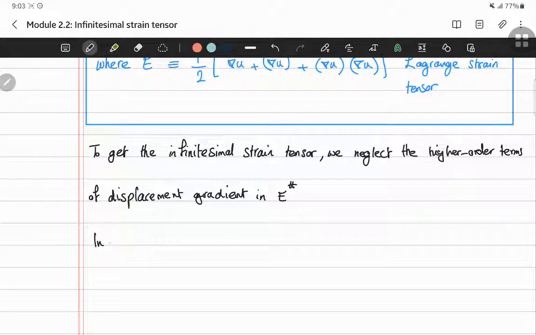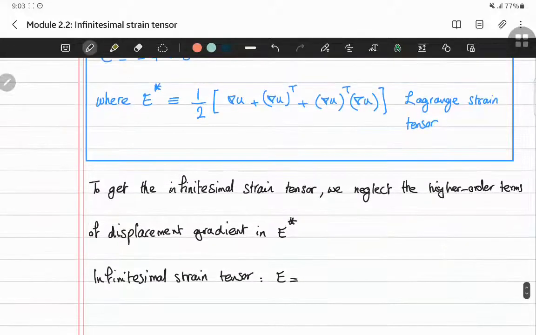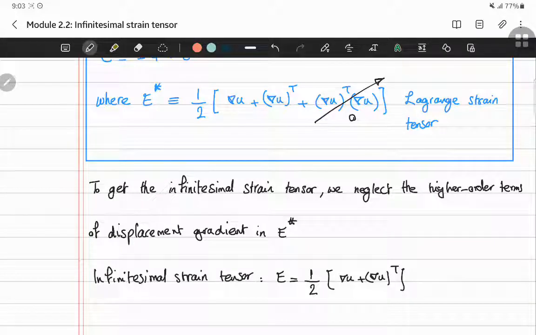We show it with small e. So the infinitesimal strain tensor is basically e, and it is 1 divided by 2 times del u plus del u transpose. So we basically get rid of this part in here. So this is the infinitesimal strain tensor.